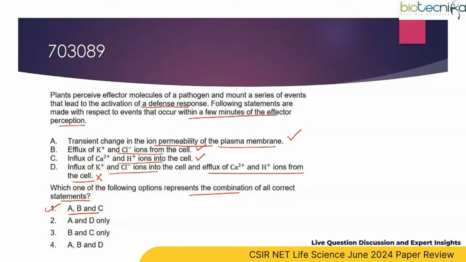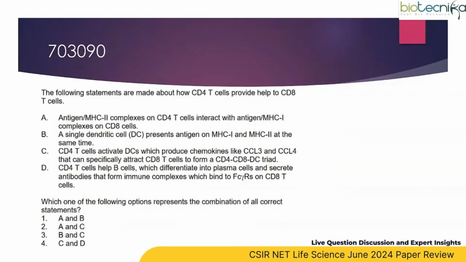Okay, now let's move on to the next question. 703090. Again, if we see this question, it is from immunology. What we see is that a lot of questions are asked from immunology this time, right? I'm sure everybody has studied immunology. Usually every year they ask just one part C question and one part B question in immunology. But this time if you go through, a lot of questions are asked. Even if you go through the morning session or evening session, you have more than one question from immunology.